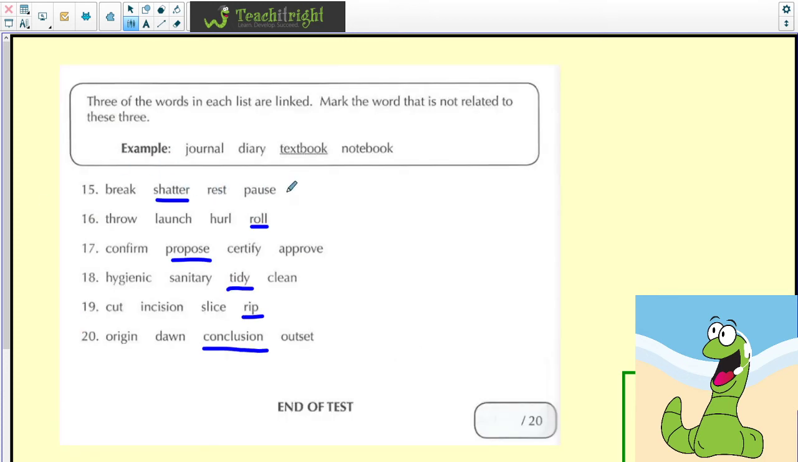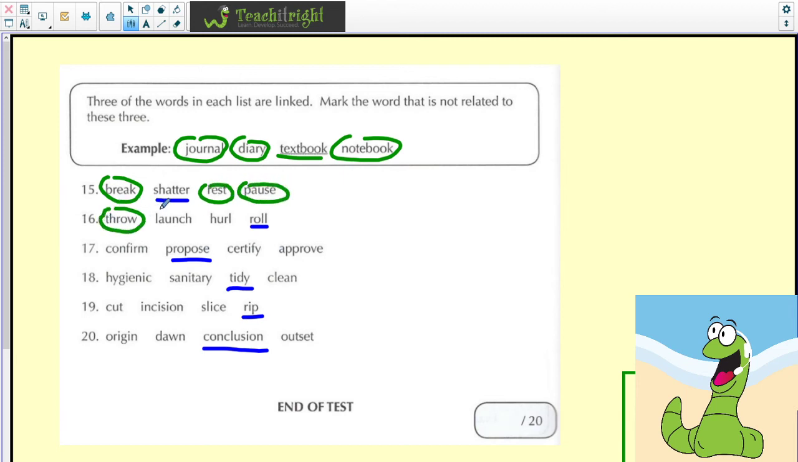These were odd ones out, one word that does not relate to the others. And we've always got the same example usually, haven't we? Journal, diary, textbook and notebook. So journal, diary and notebook go together to leave you with the word that you don't need. So let's have a look at why those three words go together and why we're left with the word that we don't need. So we've got break, rest and pause. They all go together, so they mean to temporarily stop doing something. So break, rest and pause, whereas shatter's the odd one out.